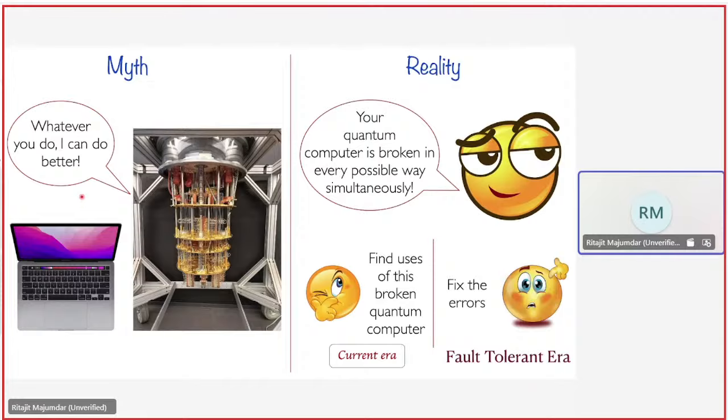We want to do error correction. We want to do fault tolerance. We fix the errors, and we use that for many more things. So these are the two eras that we have.